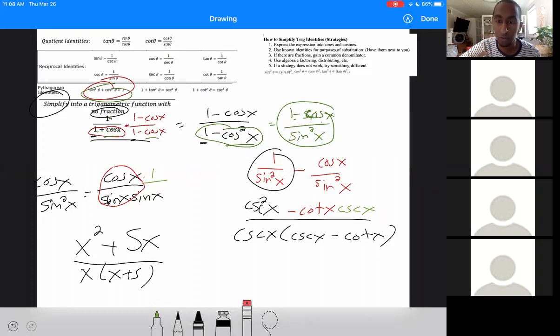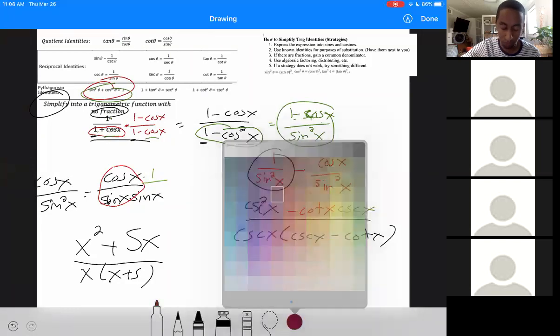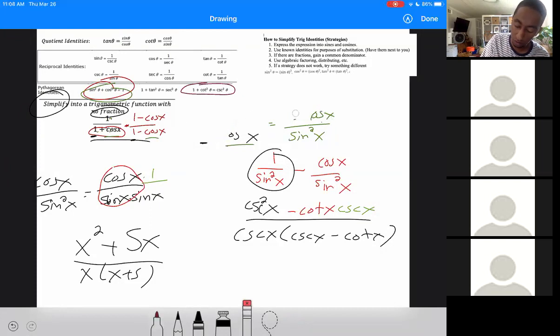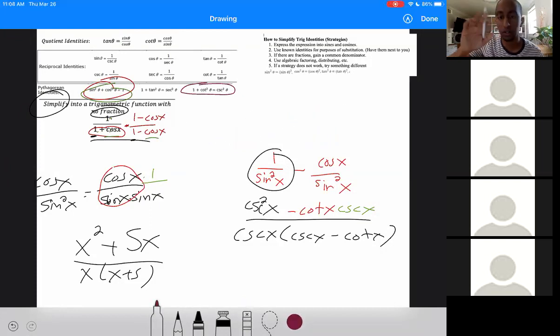Very good. Where do you see that from? From the Pythagorean identities. Which one? 1 plus cotangent equals cosecant squared, that one. Very good. So if you weren't able to see that, that's where I was saying earlier, it's important to write all of the different types, because I can look at this and say, okay, I see a cosecant here, a cotangent here, right?